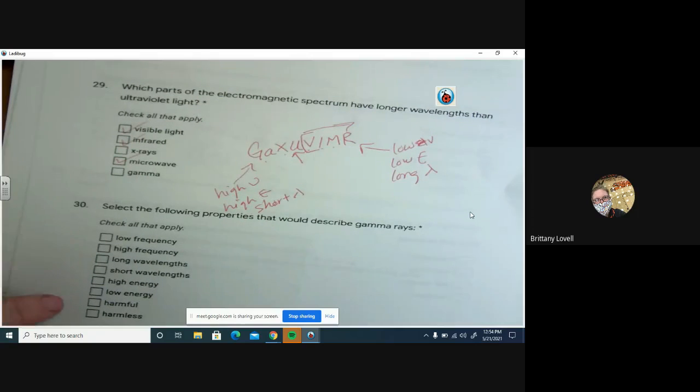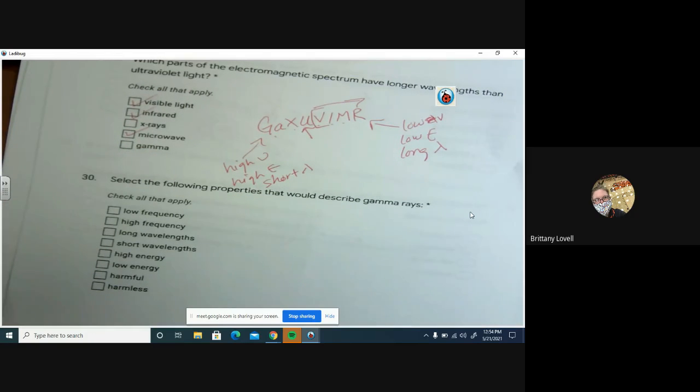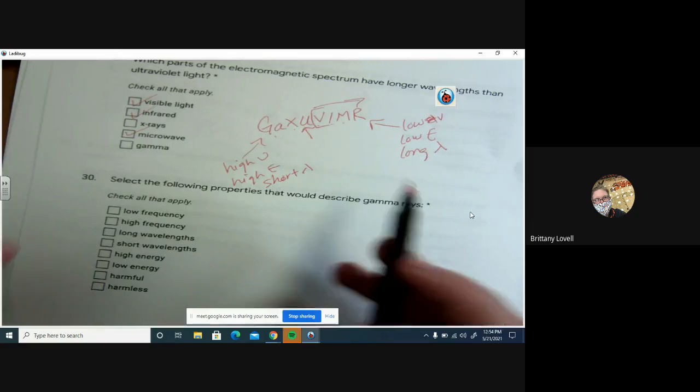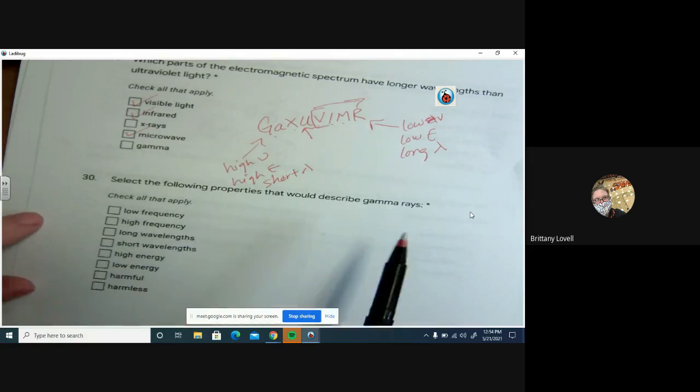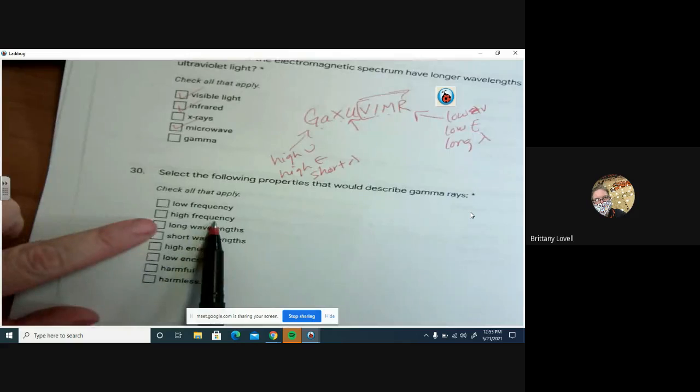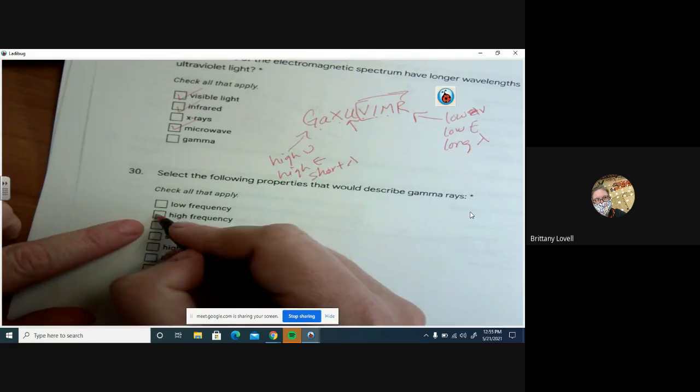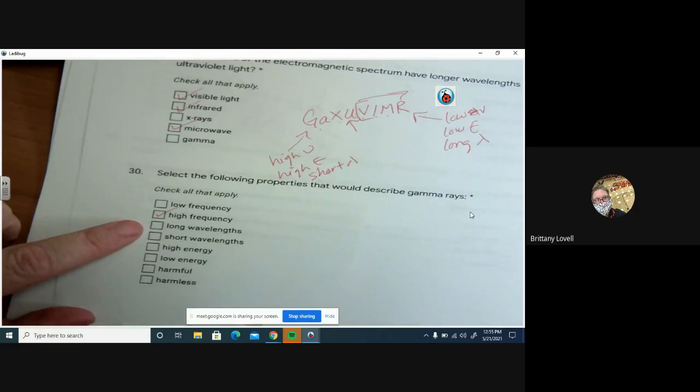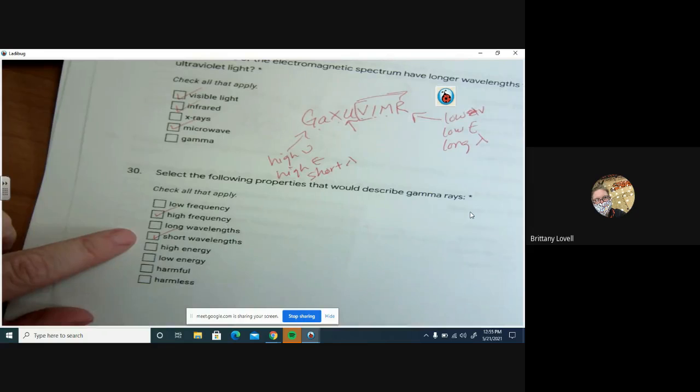Number 30, select the following properties that would describe gamma rays. Gamma rays are on this end. Remember, they're really high frequency, high energy. They're very harmful. Having said that, these are going to be high frequency, short wavelengths, high energy, and harmful. All of those things.